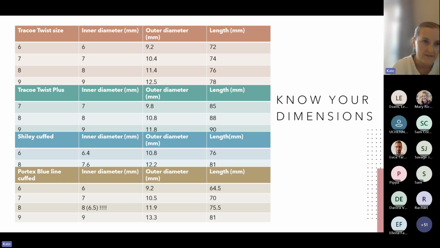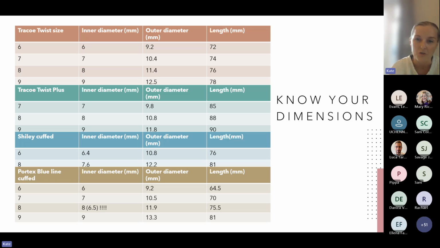If you look on the slide, you will see that we've got Tracheo Twists, we've got Tracheo Twist Pluses, as we've already gone through. And I've also put Shileys and Portexes on there just from past experience of the use of those tracheostomies. And this is where I have to really hone in on knowing your dimensions. So if you look at, for example, the Tracheo Twist, we're going to go with an 8 because they all have an 8 as standard. So if you look at your Tracheo Twist size 8, the inner diameter is a size 8, which is brilliant. That's exactly what you need.